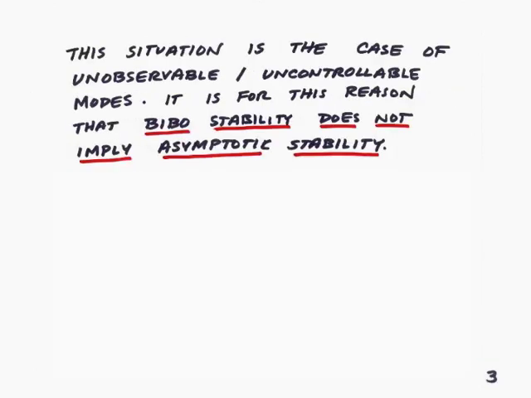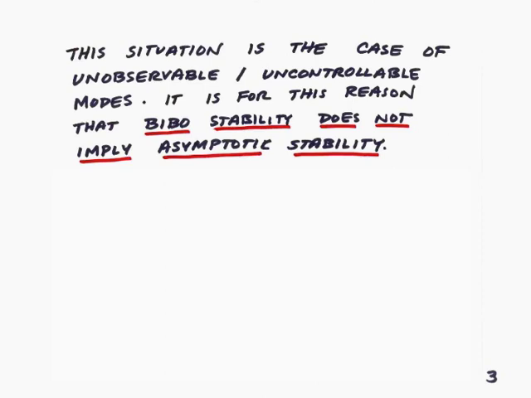Because the denominator of a transfer function is not the same as the characteristic polynomial, we know that BIBO stability will not imply asymptotic stability. We discussed this before. It's the case of unobservable or uncontrollable modes. While unobservable and uncontrollable modes are depicted in the internal description of the system, the differential equation, they will not show up in the transfer function.